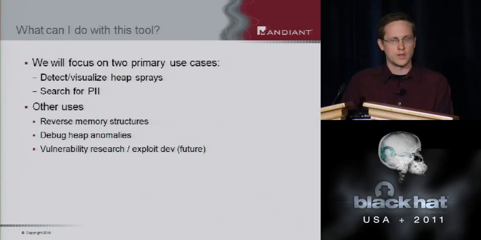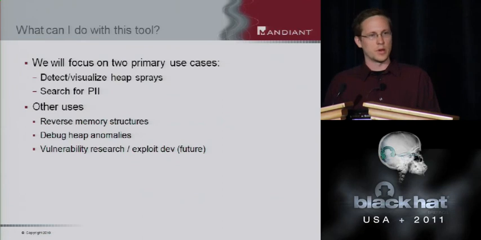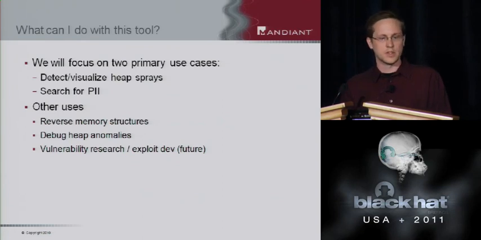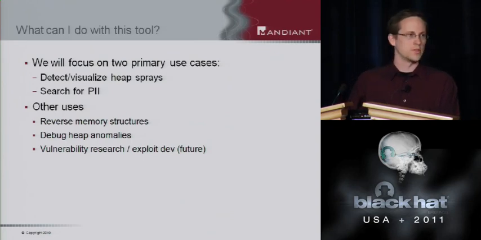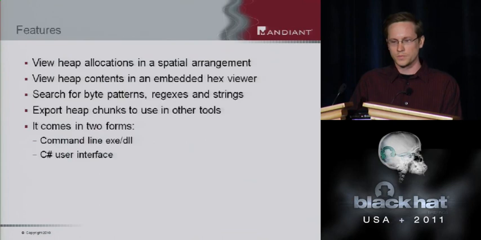There are some other uses that I thought about, though I haven't really implemented much in the tool to support them. One is reversing memory structures. For example, a Skype conversation is a very obvious pattern. You could easily write a signature to detect the actual structure that a conversation is stored in, in memory. Others are debugging heap anomalies if you're debugging your application, and vulnerability research. If you have a use after free vulnerability you want to try to track through the heap, that's something we could possibly implement in the tool.